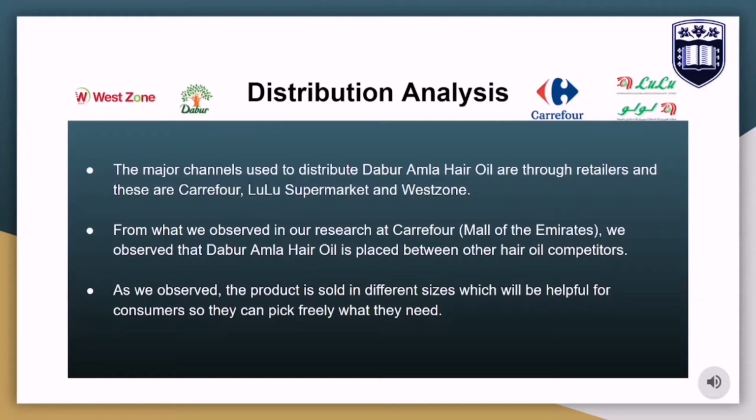What we observed is that the product is sold in different sizes, which will be helpful for consumers so that they can pick freely what they need. It is displayed according to how big the product is. The 200 ml bottles of DABUR Amla Hair Oil can be seen at the eye level of the retail store, while the 300 ml bottles can be seen below the 200 ml bottles, and the biggest one, which is a 500 ml bottle, is at the very bottom. The products are placed at eye level since these are bought frequently by the customers. When it comes to retail, product placement is important since the store environment plays an important role to influence buyers even more.